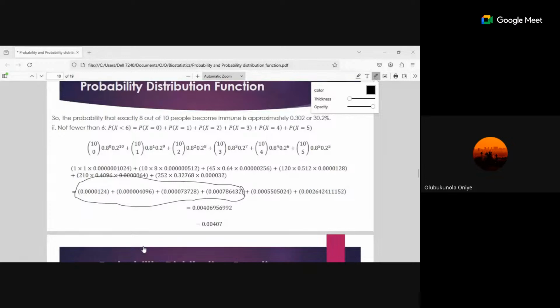So let's say that question says less than 6, agreed. With reference to question 3, let's say question 3 says we should find the probability that at least 5 will be immune. Does it now mean that we will find the value for up to less than 5, and then whatever value that gives us from 0, 1, 2, 3, 4, we'll now subtract from 1?